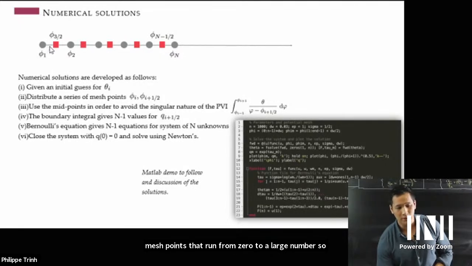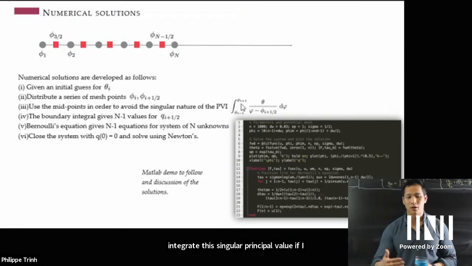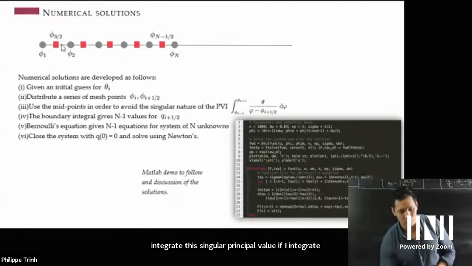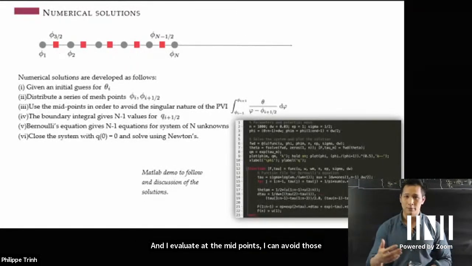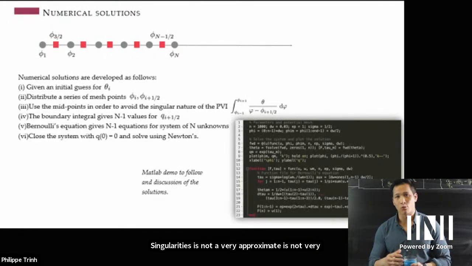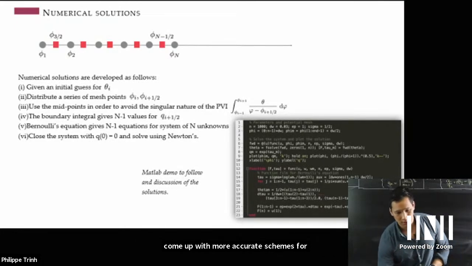And in addition to that, I'm going to distribute a series of midpoints between those indicated with the red squares. The reason I use this main point, midpoint approach is that it's a bit of a cheat that allows me to integrate this singular principal value. If I integrate over the main points, for instance, phi 1 through phi n, and I evaluate at the midpoints, I can avoid those singularities. It's not a very accurate scheme, but it works for our purposes. You can come up with more accurate schemes for resolving this principal value integral.